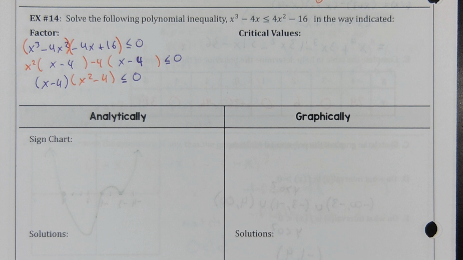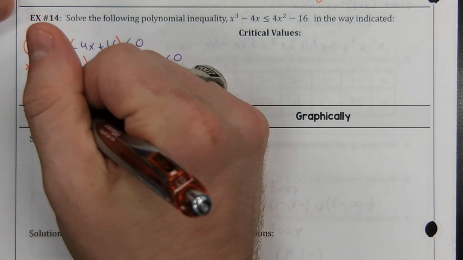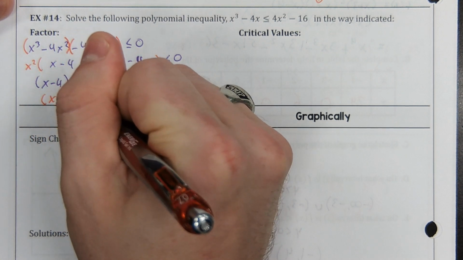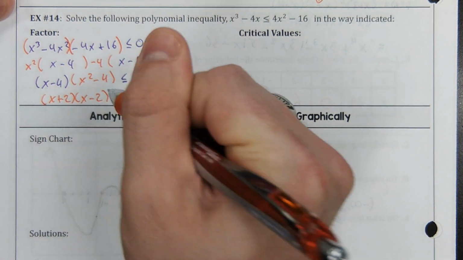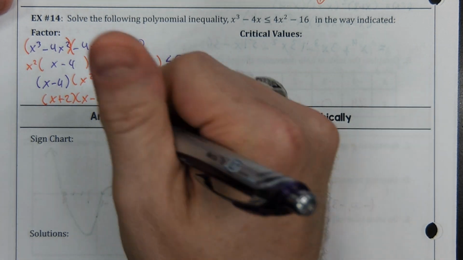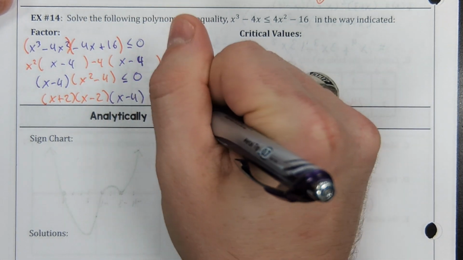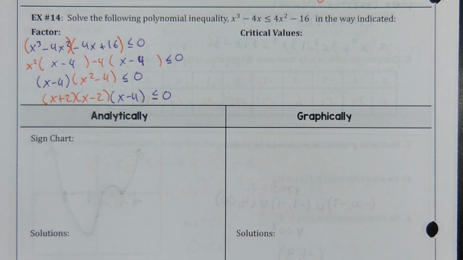And just because I like the order better, the two orange things, I'll put them first. x plus 2 times x minus 2. Then I've got the purple thing, x minus 4. And I know the whole shebang needs to be less than or equal to 0.